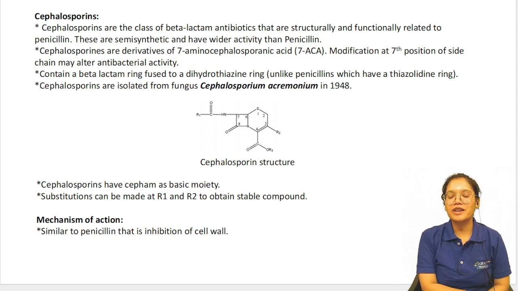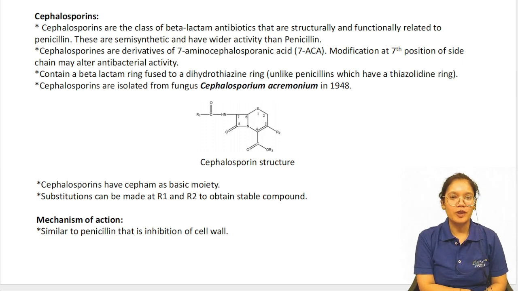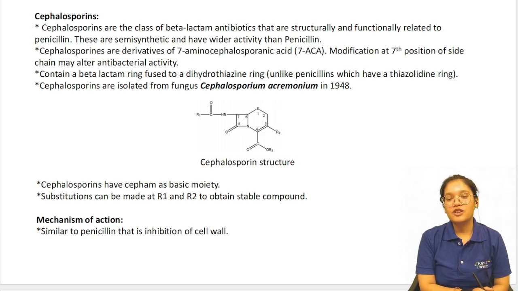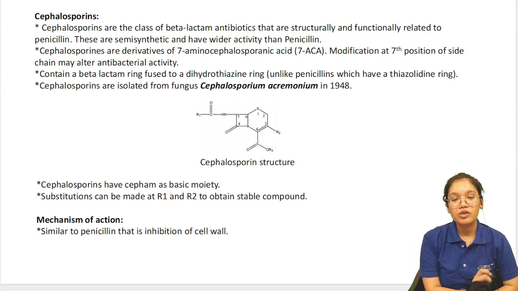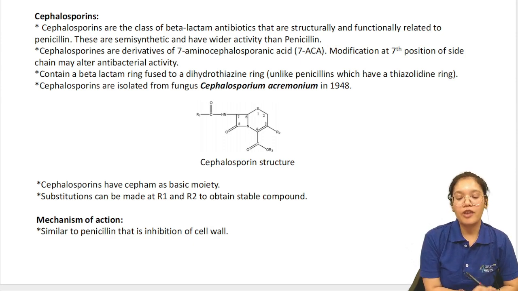We are back with another video lecture on medicinal chemistry. So without wasting any time, let's start with today's lecture on beta-lactam antibiotics. This lecture is the continuation of our last lecture on beta-lactam antibiotics. There we have already completed penicillin. Now in this video we will continue with our second beta-lactam, that is the cephalosporin.